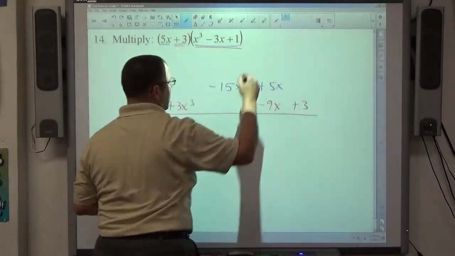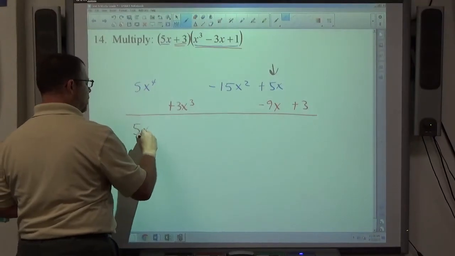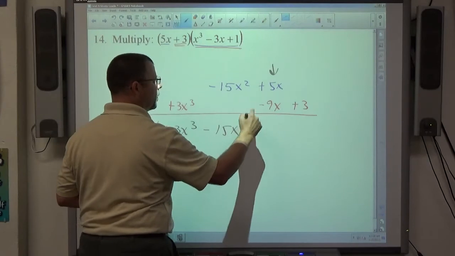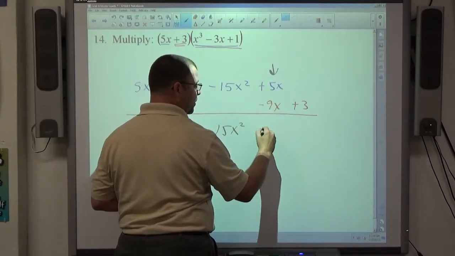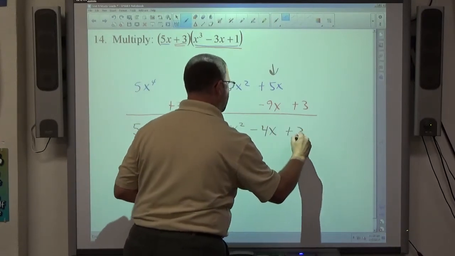And then finally add like terms. These are the only like terms. Everything else just comes on down. So 5x to the 4th plus 3x to the 3rd minus 15x squared. 5 minus 9, subtract because the signs are different. 9 is bigger, so it's negative. So minus 4x and then plus 3.